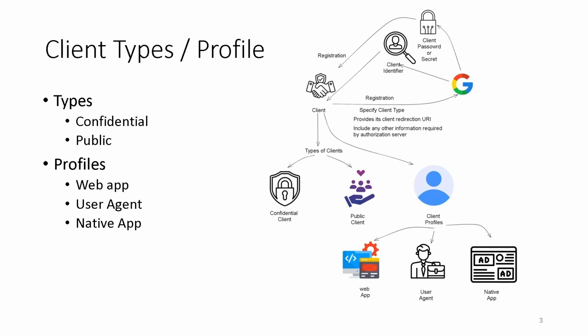There are distinct client types defined in OAuth, particularly focusing on how they authenticate securely with the authorization server. First, we have confidential clients. These are clients that are capable of keeping their credentials safe and secure. Think of a client implemented on a secure server where access to its credential is heavily restricted. These clients can also securely authenticate themselves through other means.